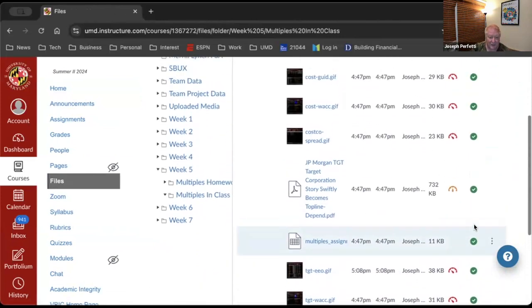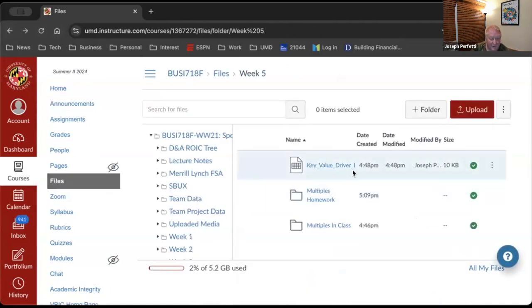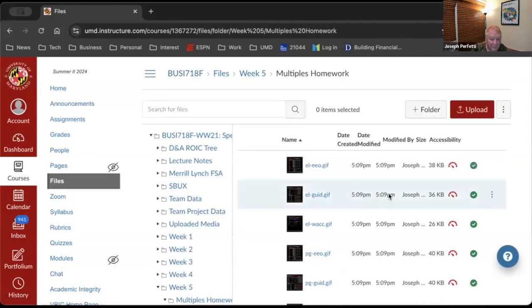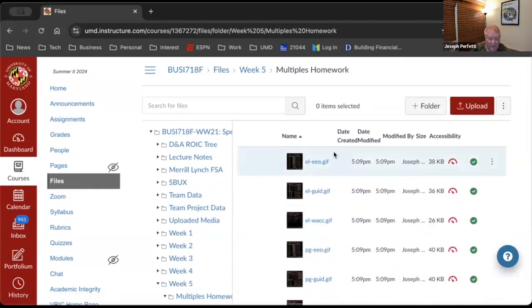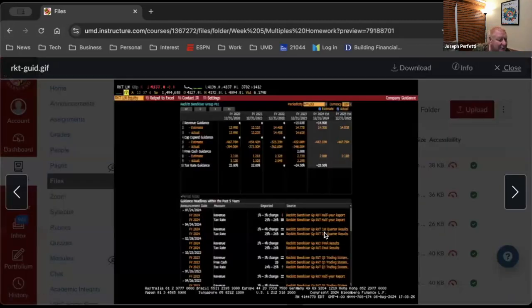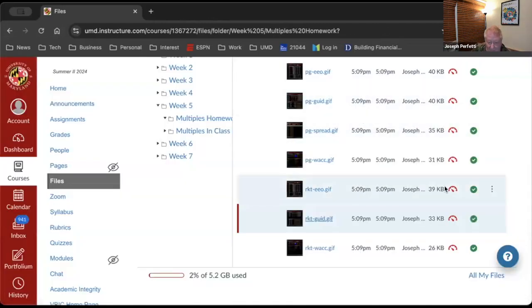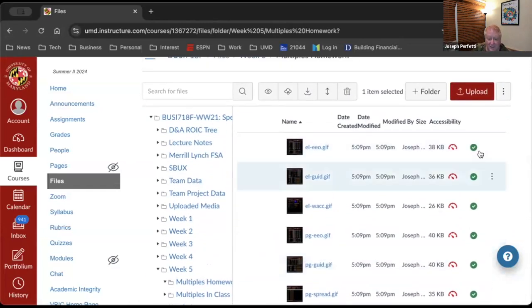And I put in here in the files folder a file called multiples homework. And this is going to be your homework assignment, doing with what we're about to do for Estee Lauder, Procter & Gamble, and who's RKT? Reckitt. Okay. So those are going to be your homework files. That's actually loaded in the assignment, but that's actually where the base data is. Okay. So what I'm going to do, and because I'm going to be jumping around a lot, I'm going to share my entire desktop.